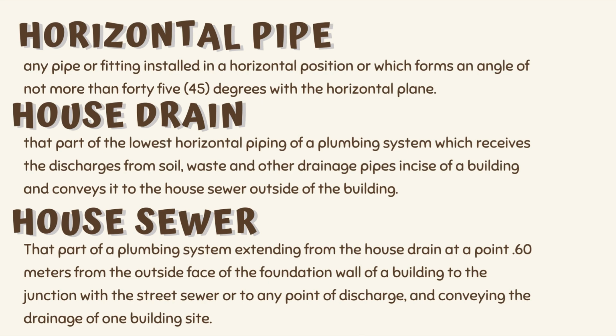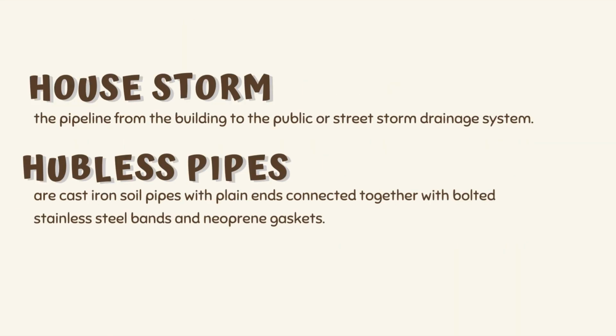House sewer: that part of a plumbing system extending from the house drain at a point 60 centimeters from the outside face of the foundation wall of a building to the junction with the street sewer or to any point of discharge, and conveying the drainage of one building site. House storm sewer: the pipeline from the building to the public or street storm drainage system.